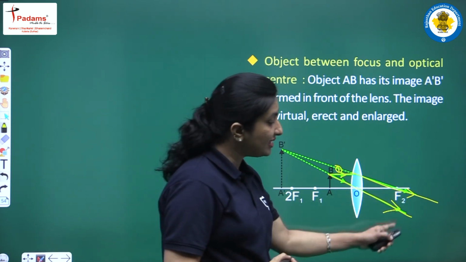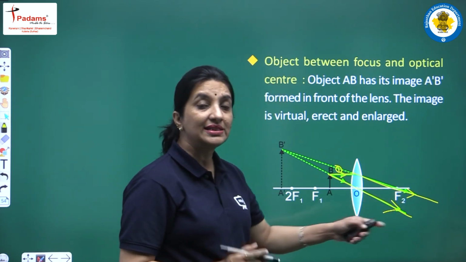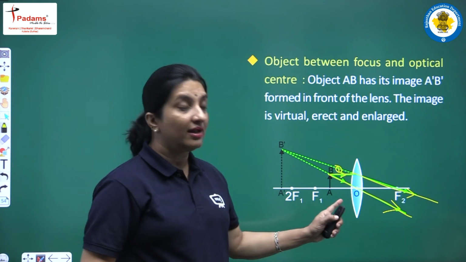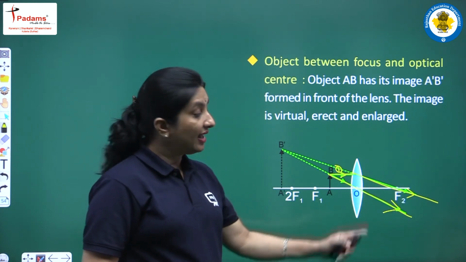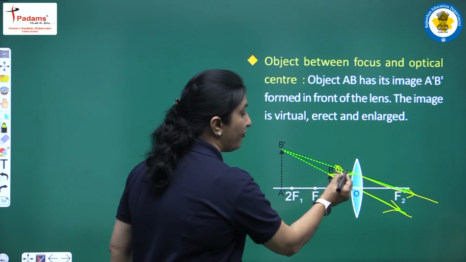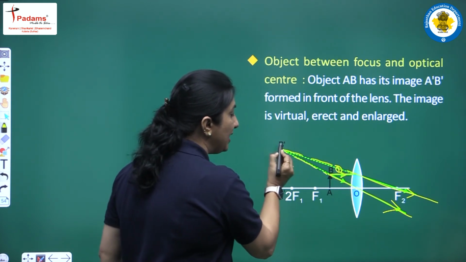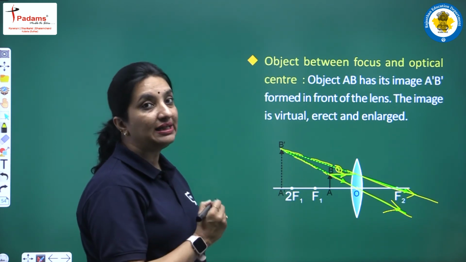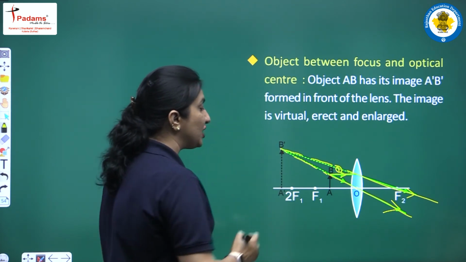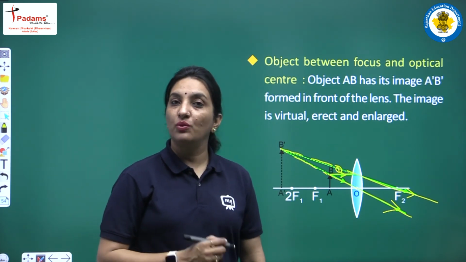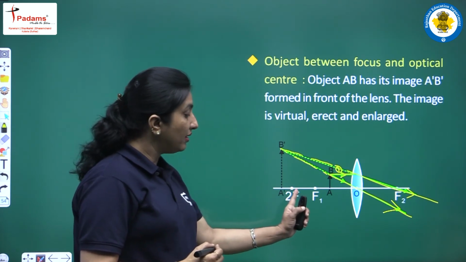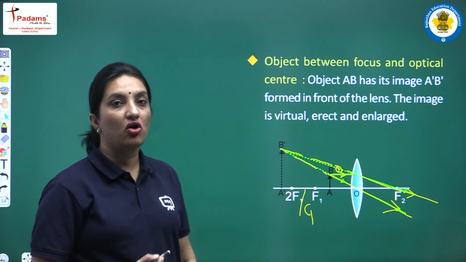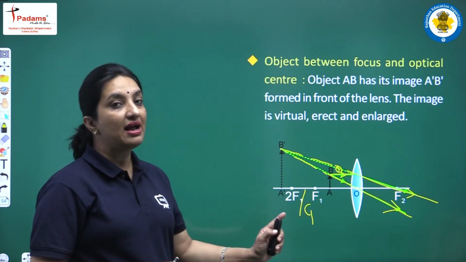Now what we see, students, here is that these two refracted rays are basically diverging, that is they are never going to meet here. So what we see is that when they are extended in front of the lens, they meet at this point, so the image will be formed in front of the lens. So here we will have the image as A dash B dash, and what we see is that the image is formed beyond 2F1, that is you can say beyond 2F1 or C1 or between infinity and 2F1.